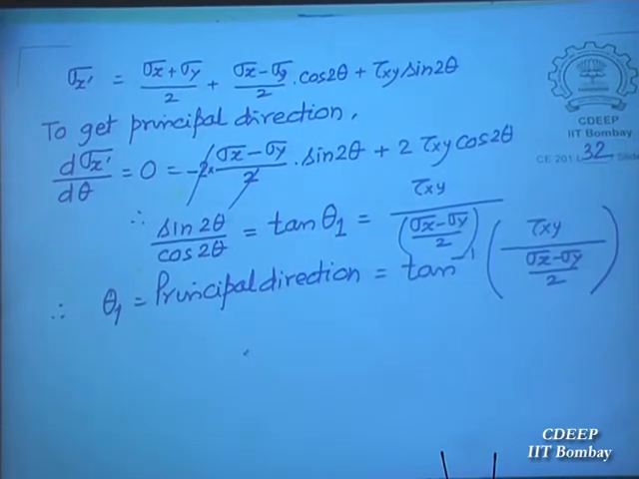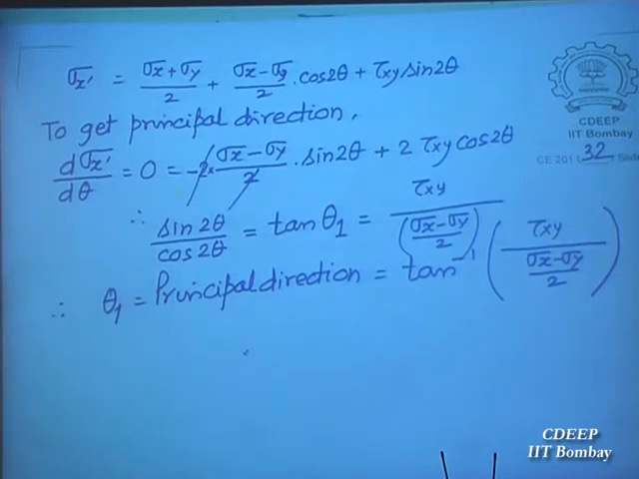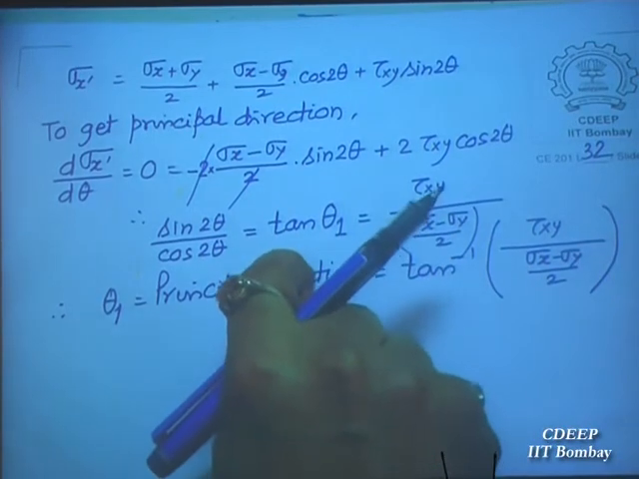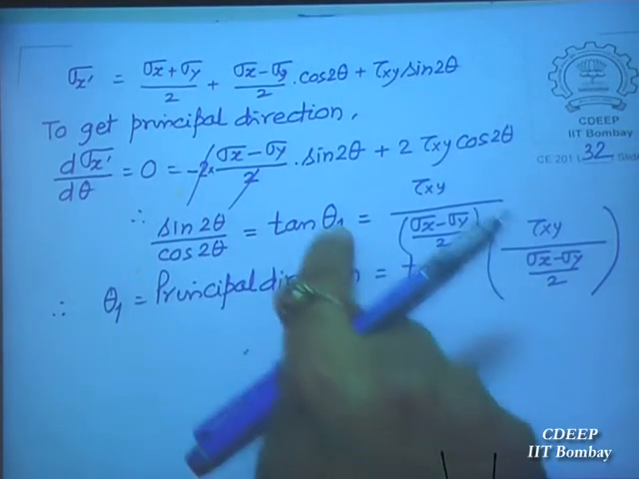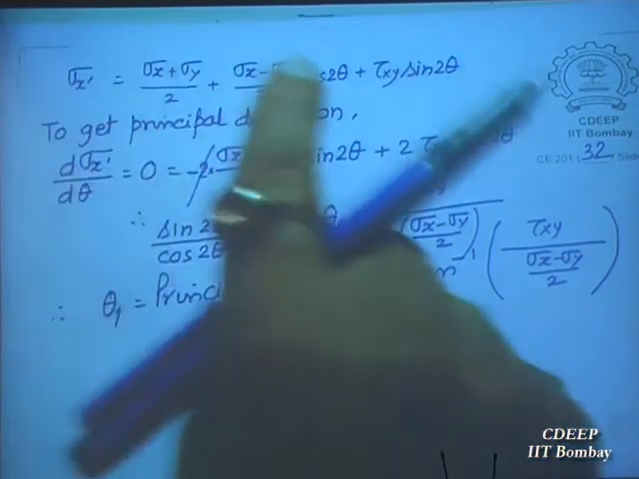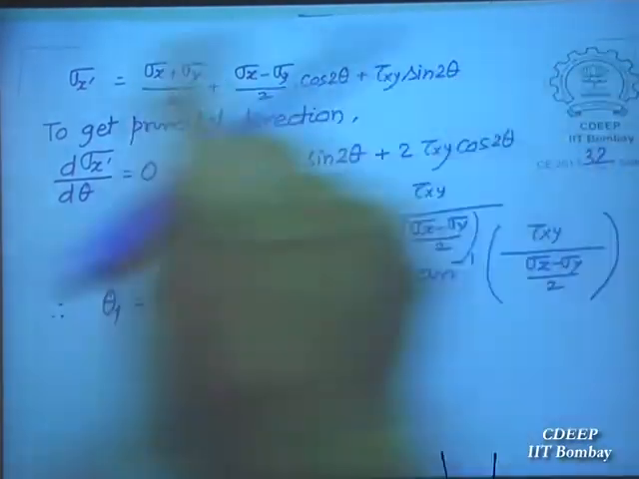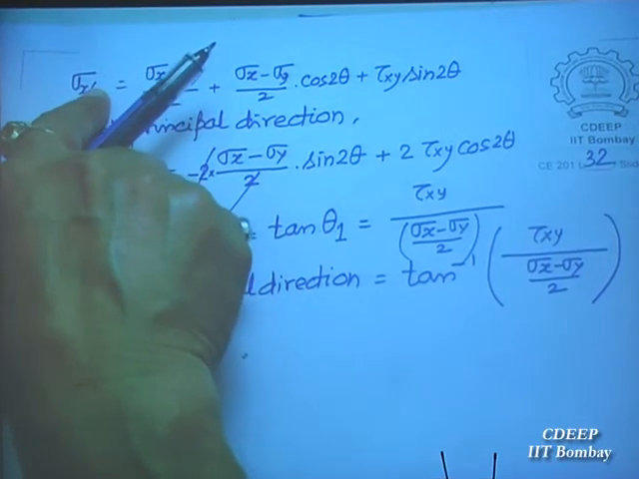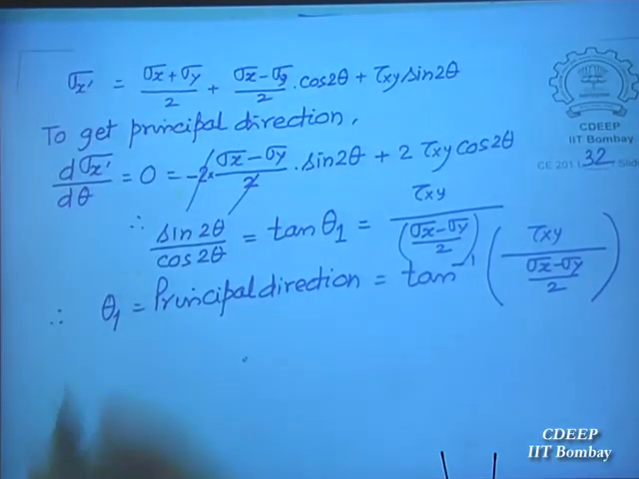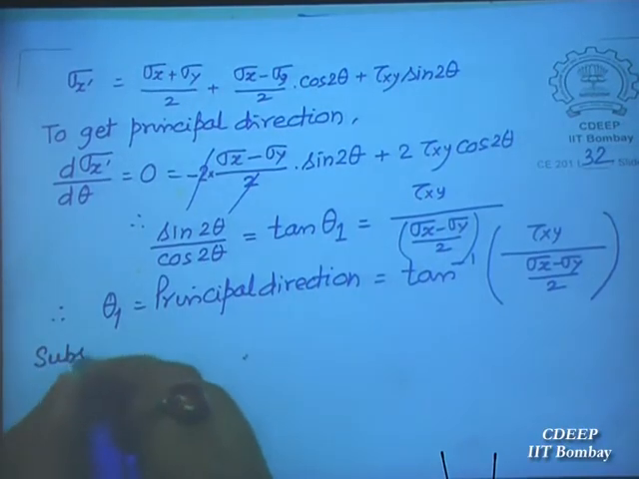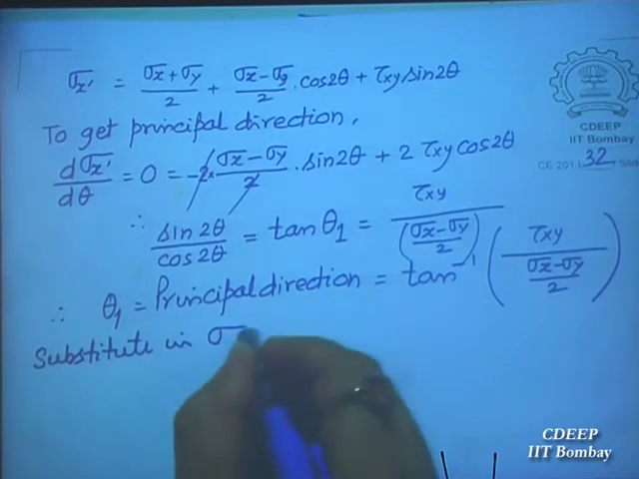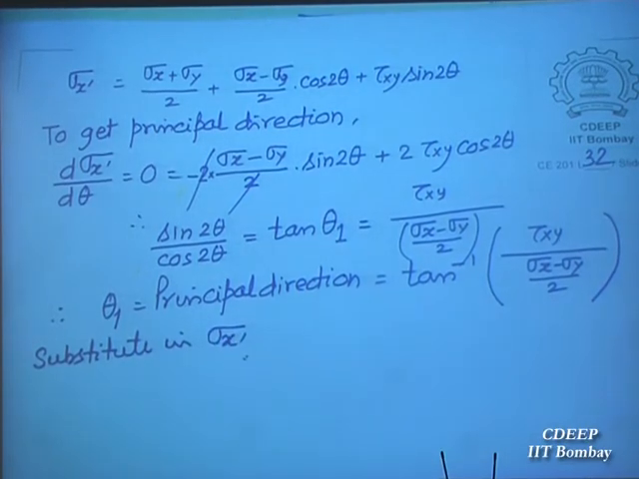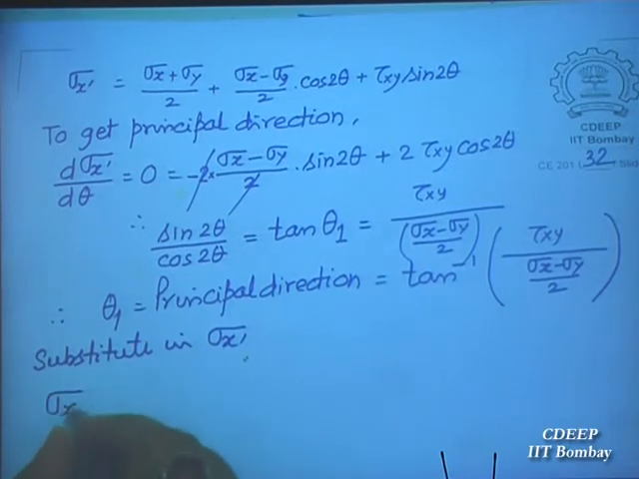This is what is given in your book, and if you substitute this value of theta into your formula for sigma x dash, this is the direction, so I will substitute this value of theta into the formula for sigma x dash, and I will get my sigma 1. So please substitute this in sigma x dash, and then you get sigma x dash.